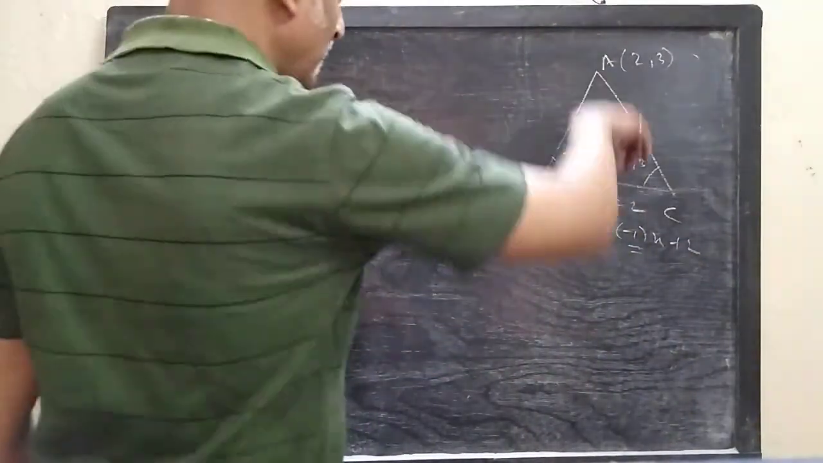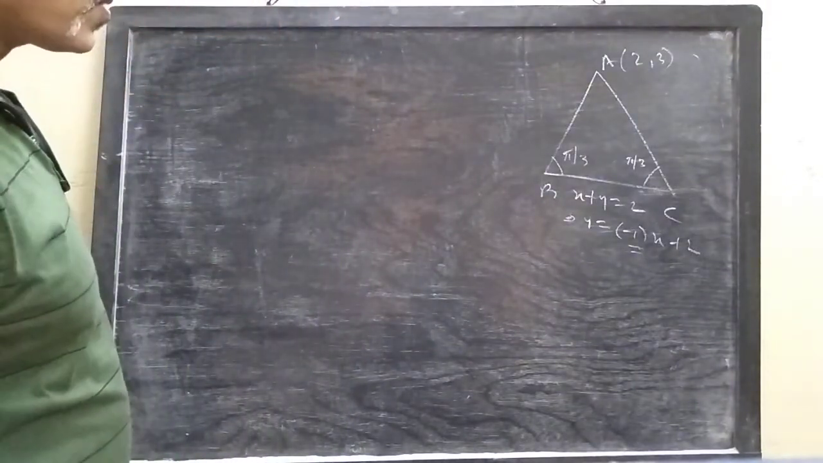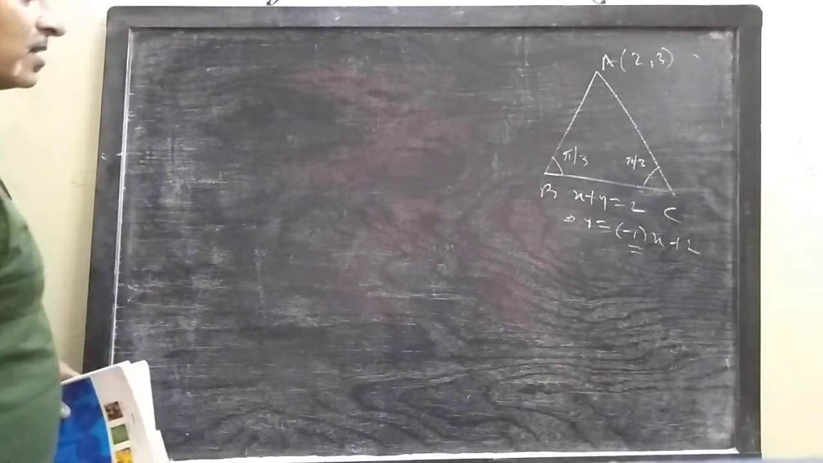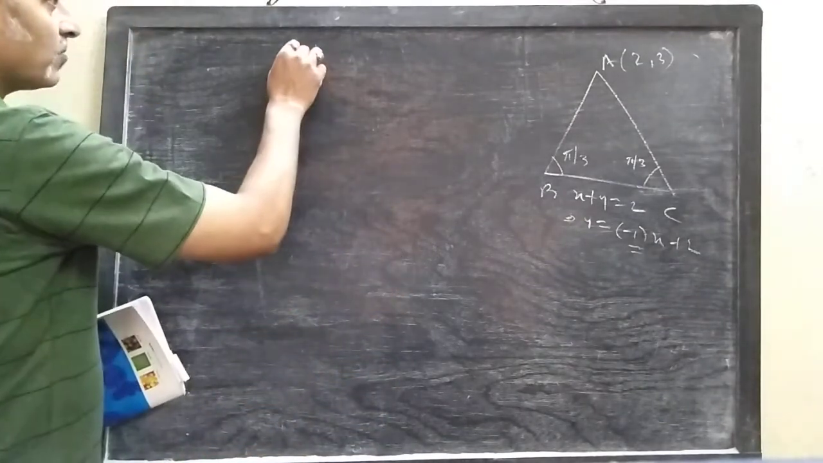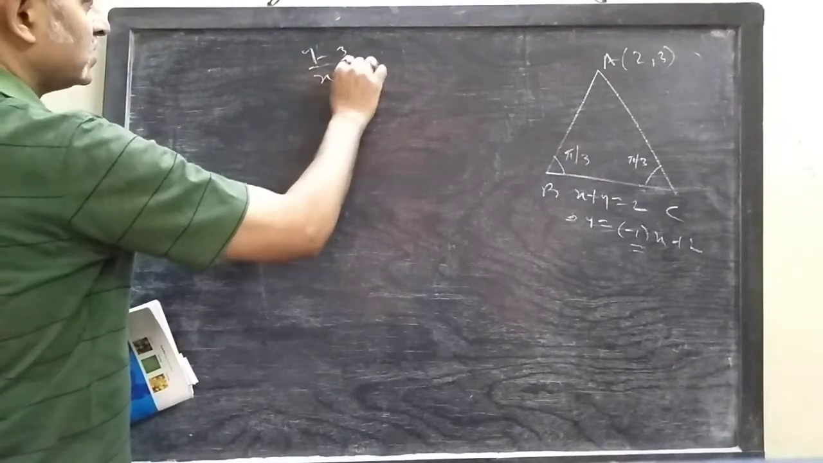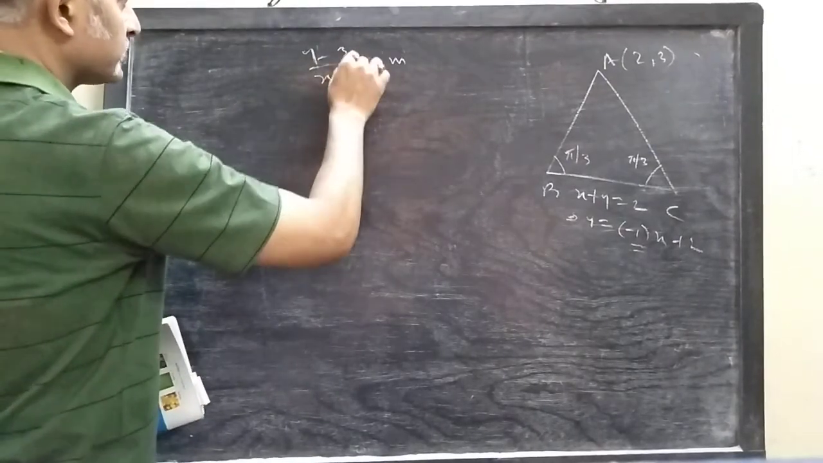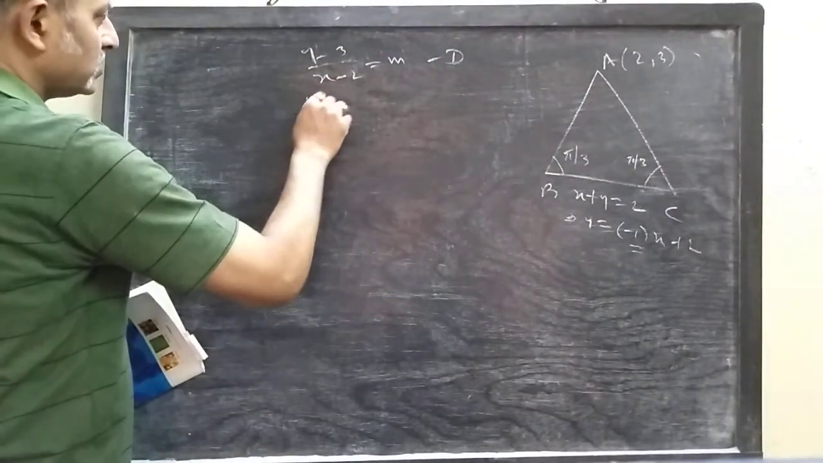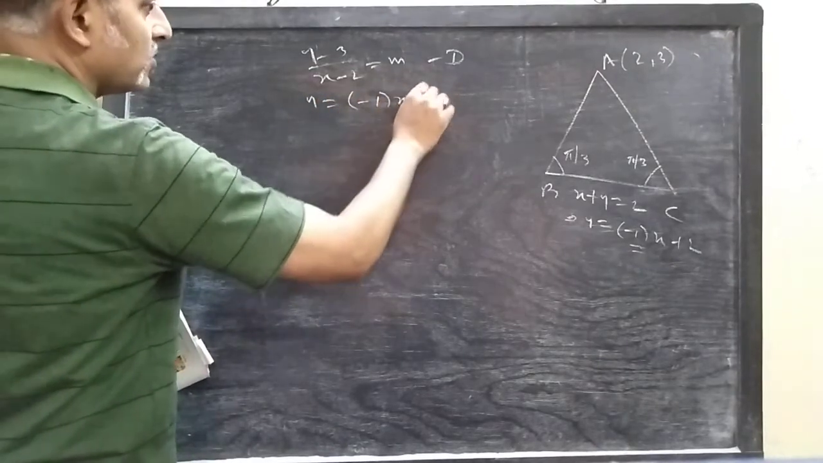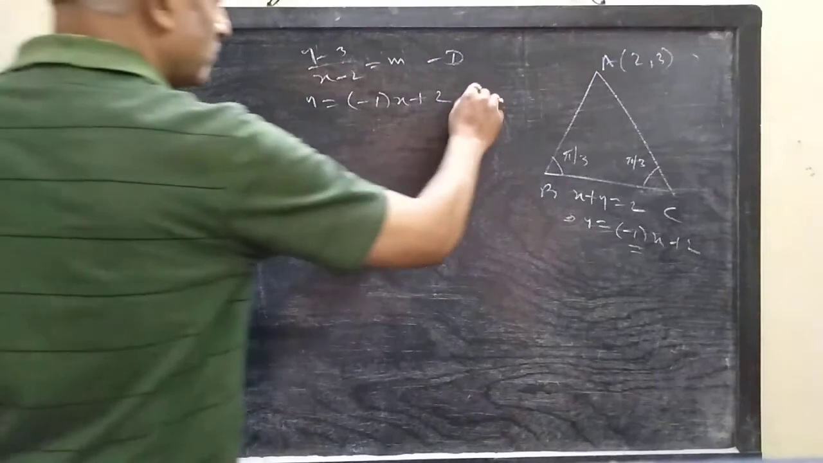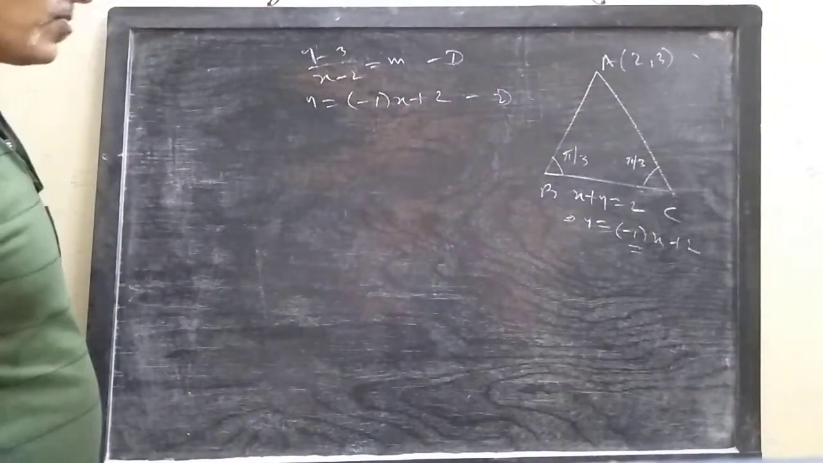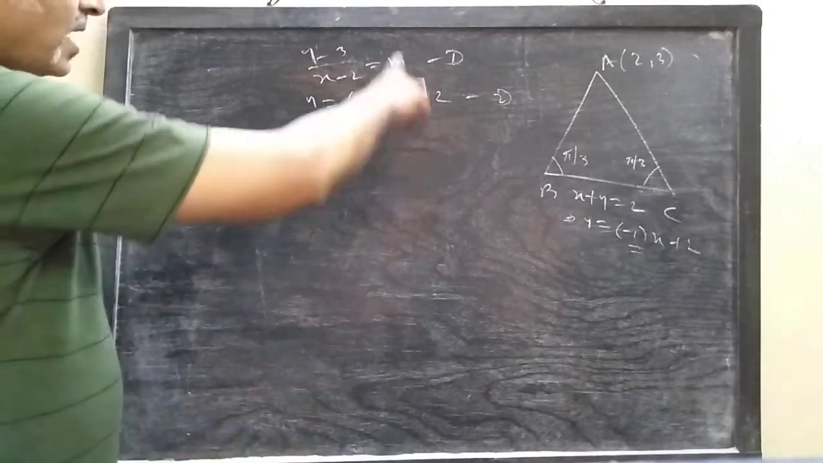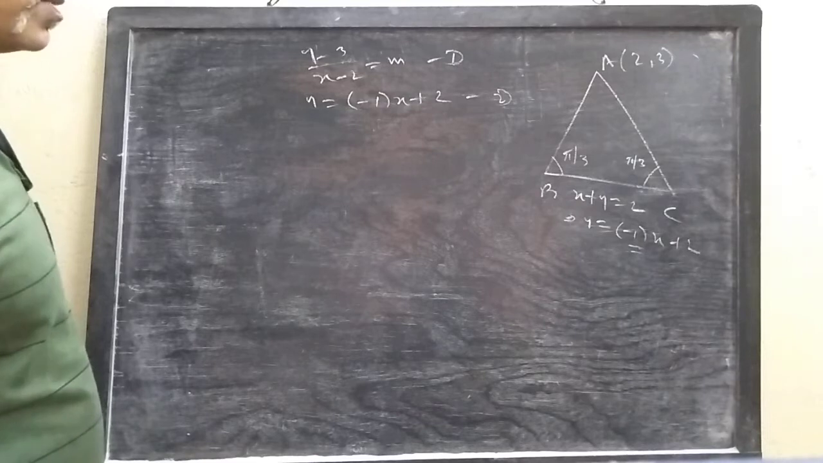Now, as the sides AB and AC pass through the point A (2, 3), let us consider the equation of any one of them: y minus 3 by x minus 2 equals m. This is 1. The equation of the side BC is y equals minus 1 into x plus 2. This is 2. Now, as we know, angle ABC equals angle ACB equals pi by 3, so the angle between the straight lines 1 and 2 will be pi by 3.